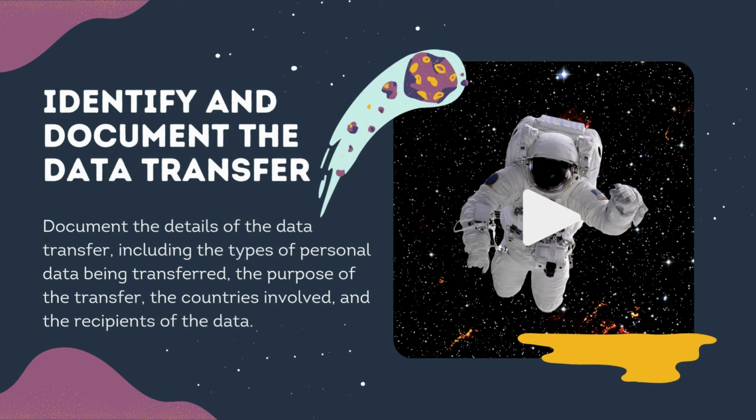The first thing you have to do is to identify and document the data transfer. So that means document the details of the data transfer, including the types of personal data being transferred, the purpose of the transfer, the countries involved, and the recipients of the data. This is going to be the first thing you have to do.